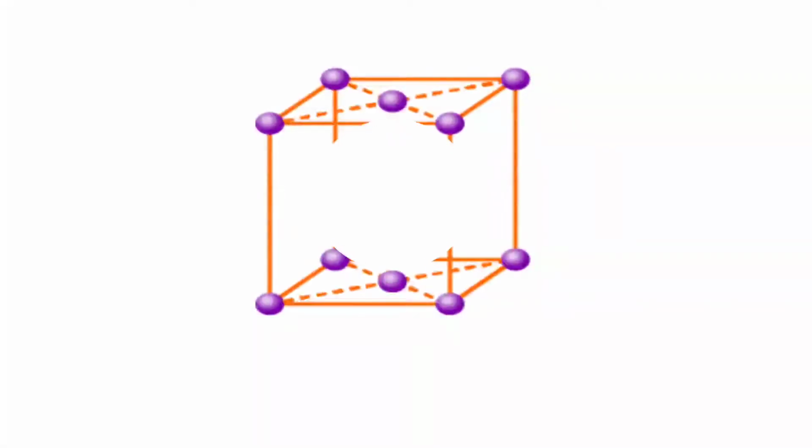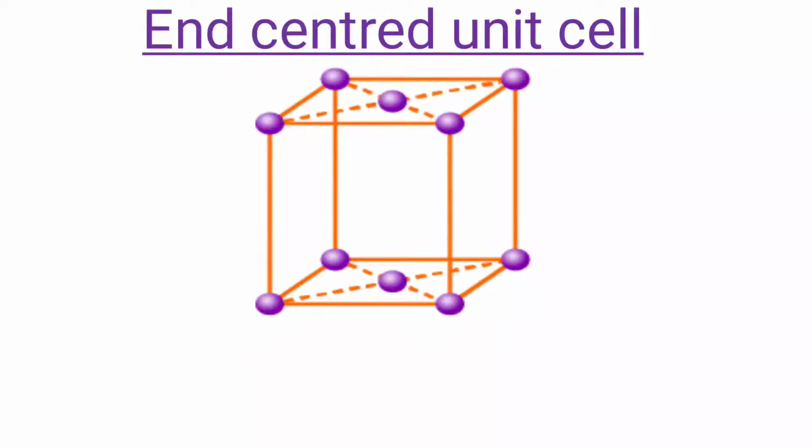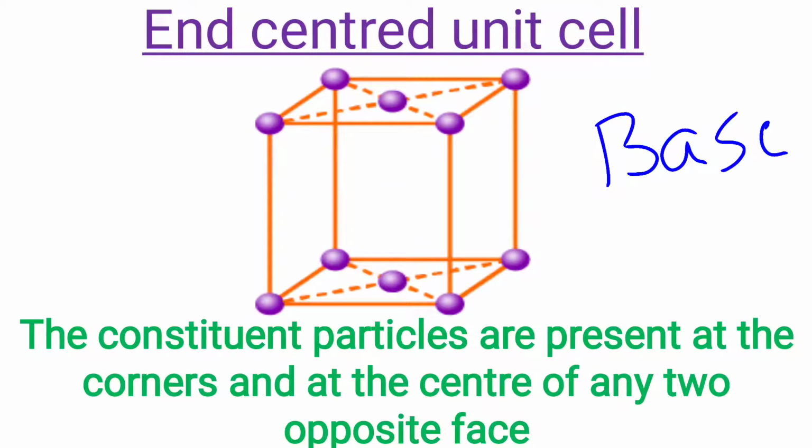And moving to the last type, that is called end centered unit cell. This one can also be called a base centered unit cell, and here constituent particles are present at the corners as well as at the center of any two opposite faces.